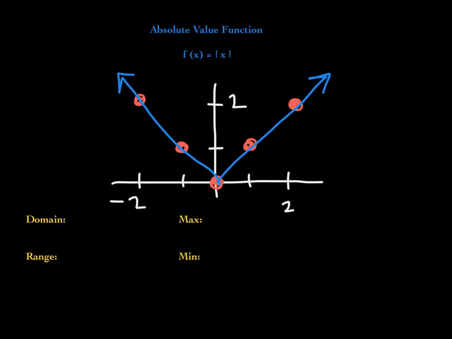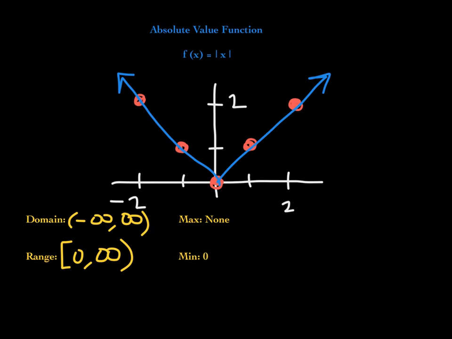All right, let's talk domain, range, max, and min. How far left is this going? To negative infinity. How far right? To positive infinity. So the domain is all real numbers. Your range, how far low is this going? To 0. How high? Positive infinity. So basically all positive real numbers. Your max, there is no max because this V keeps on going higher and higher and higher. So you don't have a maximum. Your minimum, your lowest y value is 0.